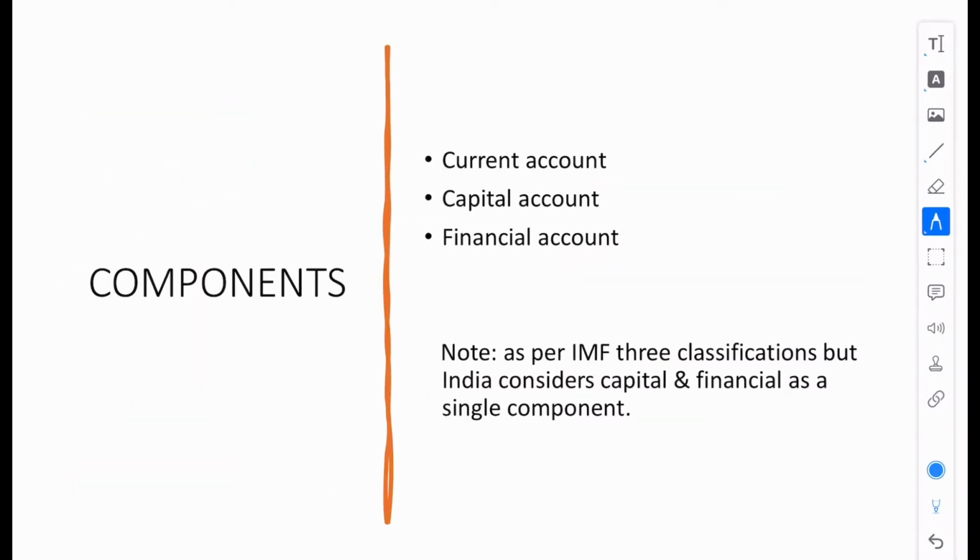Sorted? Components. So ideally, as per IMF, there should be 3 classifications.